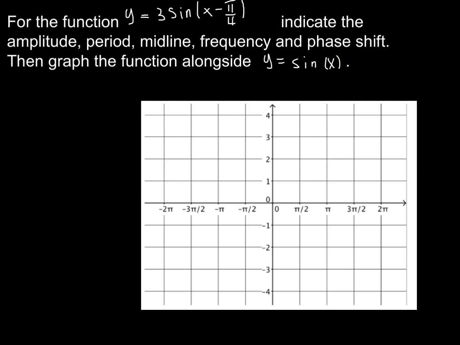Here we go. So for the function y equals 3 sine of x minus pi over 4, indicate the amplitude, period, midline, frequency, and phase shift, then graph the function alongside y equals sine of x. Alright, so go ahead and find those things. Make sure that you're going back and trying this on your own. In order for you to learn, you're going to need to give these a try. You might get them wrong. That's okay. Make sure that you show your guess or your attempt, and then I will talk a little bit about this one, and so you can update your answers with the correct work, and then we'll have one more for you to do all on your own.